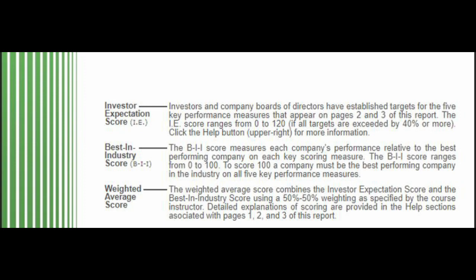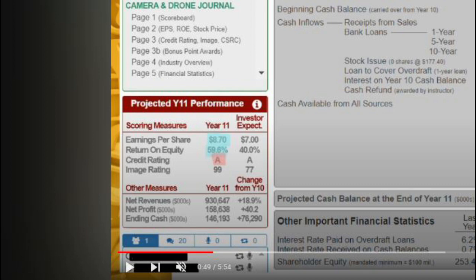The Best in Industry standard is based on how your company's performance compares to the industry's best performing company on EPS, ROE, stock price, and image rating, and to the ultimate credit rating of A+. The procedure for assigning best in industry scores for credit rating is a bit different. A company must have an A+ credit rating and achieve the investor expected targets for EPS, ROE, stock price appreciation, and image rating. After each decision round, you can review all company performance scores for both the investor expectations and the best in industry standards, along with an overall game-to-date score for each standard.